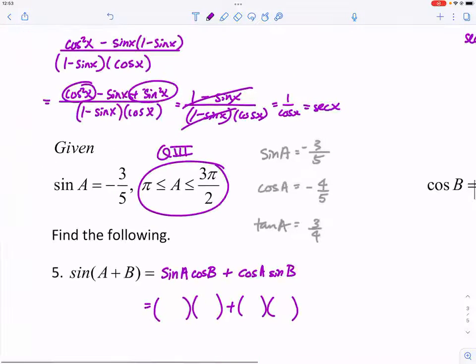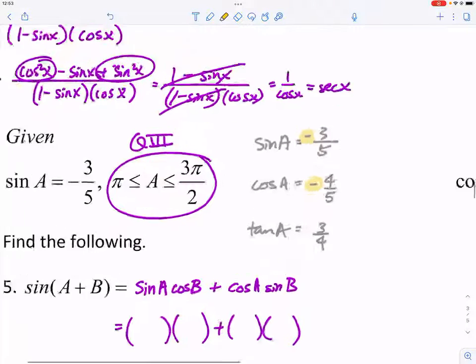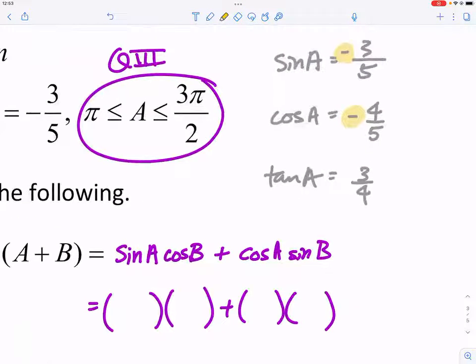Yes. So now the most important thing is to make sure that the signs are correct. This is in quadrant 3. That means only tangent is positive. Sine and cosine must be negative. Too many students make careless mistakes like this. Do not allow yourself.